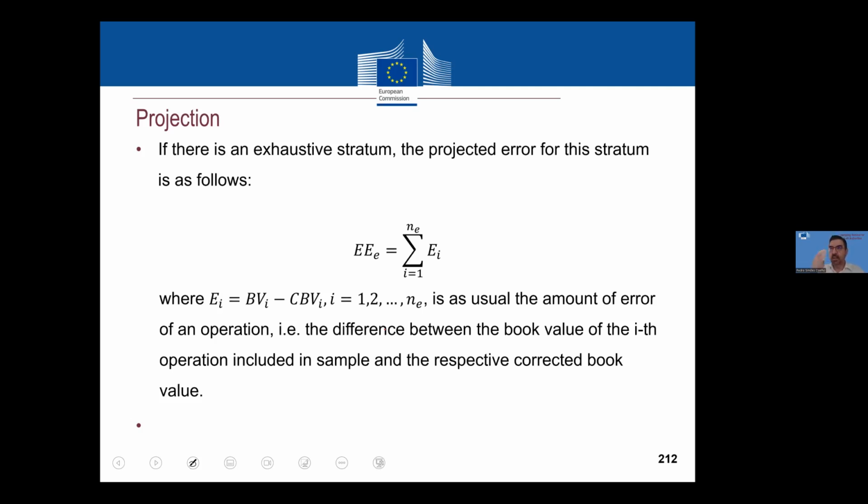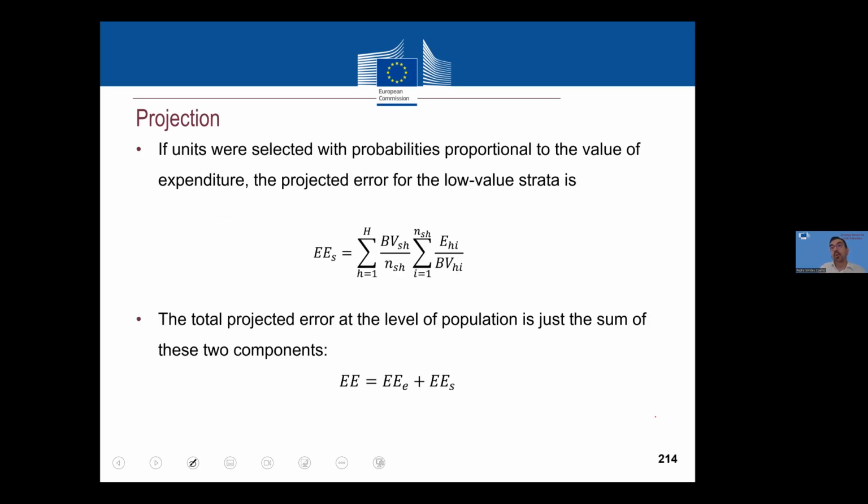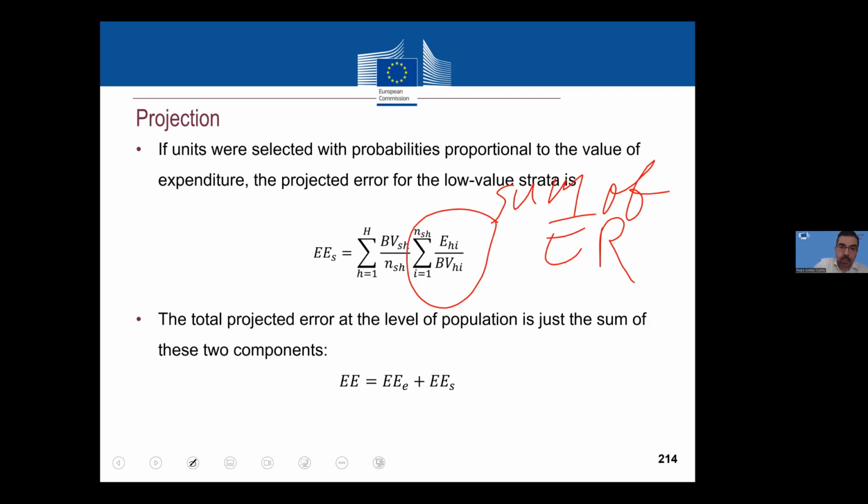In short, if I have an exhaustive group in the population, the error of the exhaustive group, as before, is just the sum of the errors that you have found there. There is no projection to perform. For the sampling groups of the population, if you are using equal probabilities, you use the formulas that we have seen earlier today, in the afternoon, for simple random sampling. So mean per unit estimation or ratio estimation. If you are using MUS, you use the formulas that you have seen before today, which is the sum of error weights multiplied by the sampling interval. If you have a mixture between the exhaustive groups and non-exhaustive groups, also as before, the total projected error is nothing more than the sum of the error found in the exhaustive group and the error projected in the non-exhaustive group. And that's it. You have the total projected error.